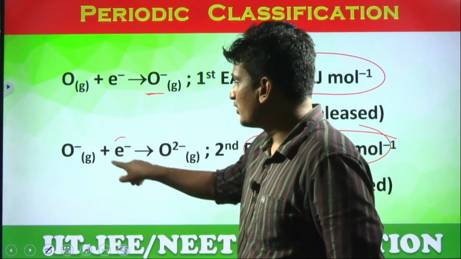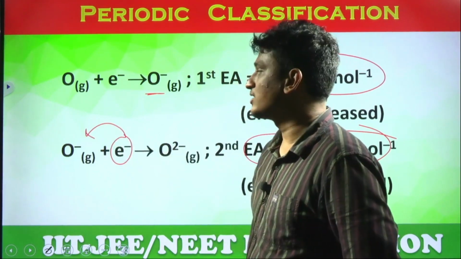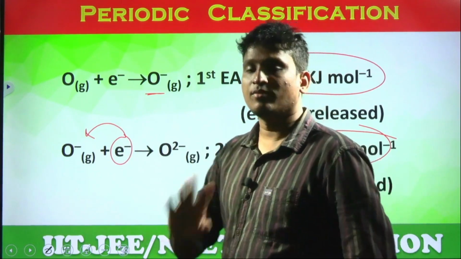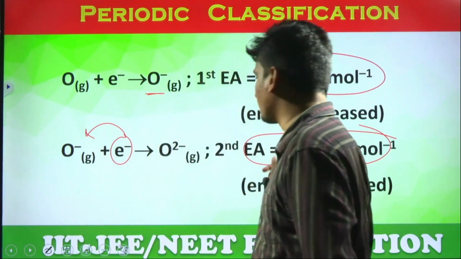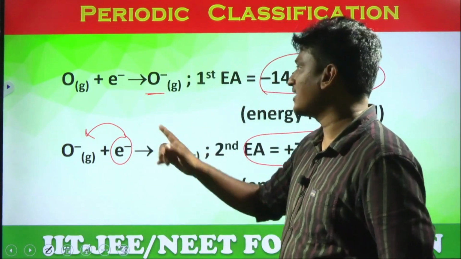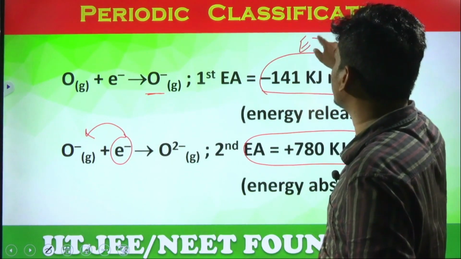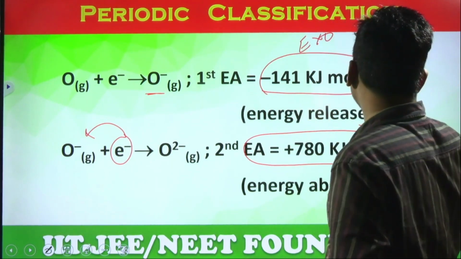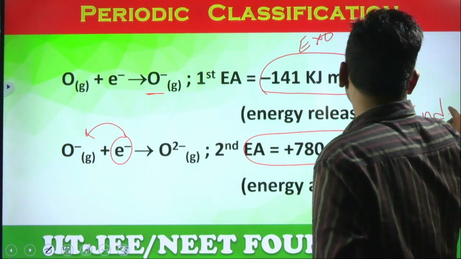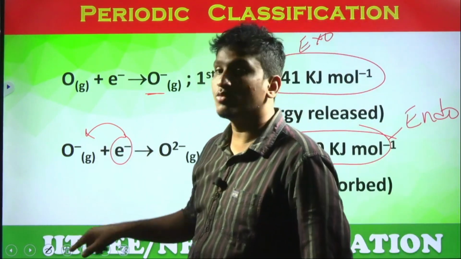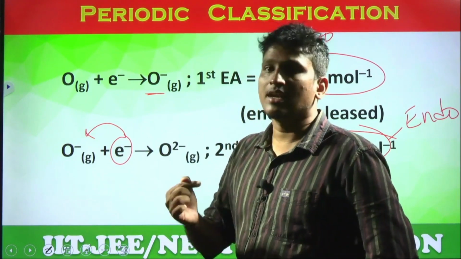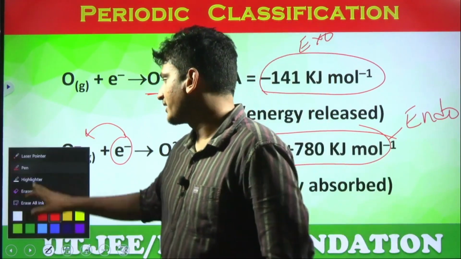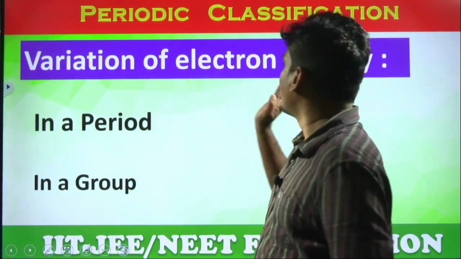Now you want to add an electron to this negative charge. Negative electron also negative. What happens? They will undergo repulsion. To overcome the repulsion, we need to supply some energy. That's why first EAs are always exothermic, second EAs are always endothermic. Remember, this energy is utilized to overcome the repulsion between the negative charge and the incoming electron. Right. So students, next, the variation of electron affinity.